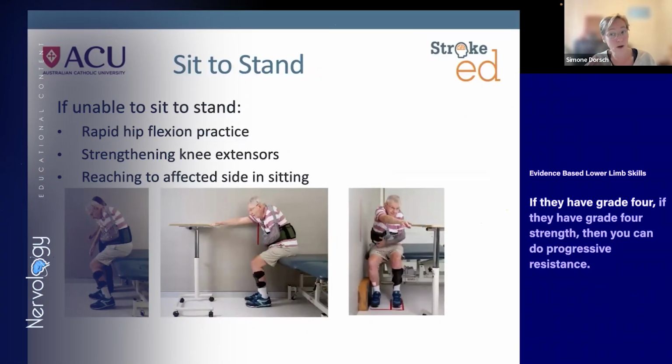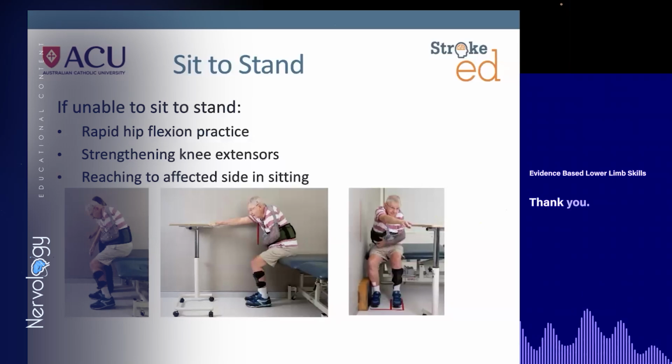If they have grade 4 strength, then you can do progressive resistance. Yeah. Okay. Thank you.